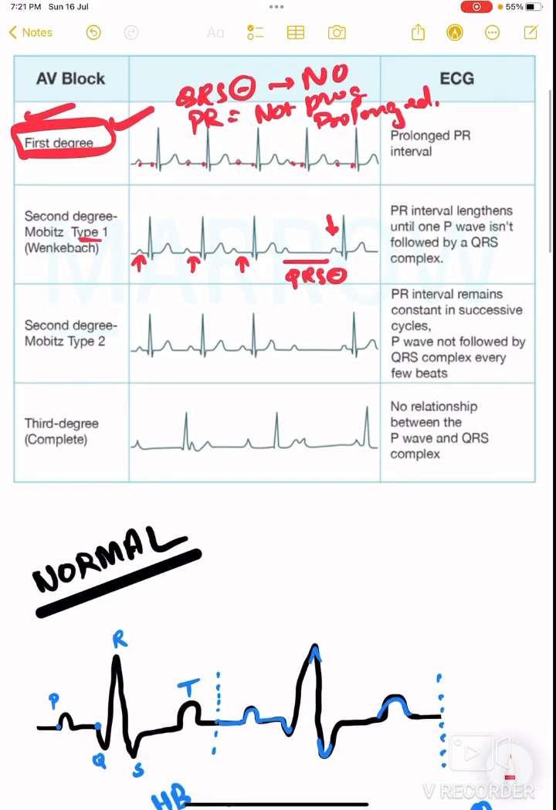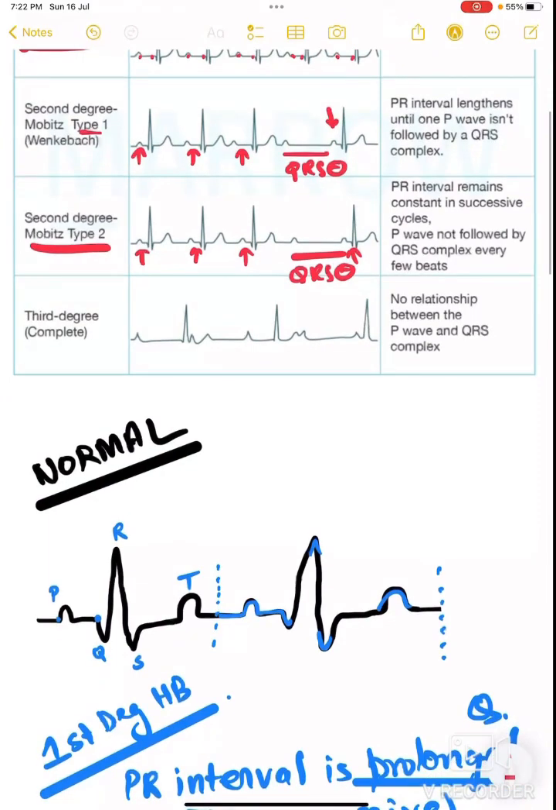Next, coming to type 2. What did I say about type 2? In type 2 there is again QRS absent. QRS will be absent, but the PR interval will not go on increasing. So see, PR interval same, PR interval same, PR interval same, PR interval same, but still QRS is gone. That means Mobitz type 2.